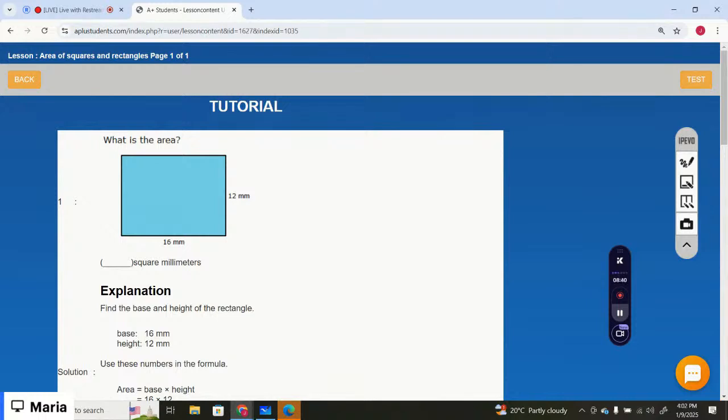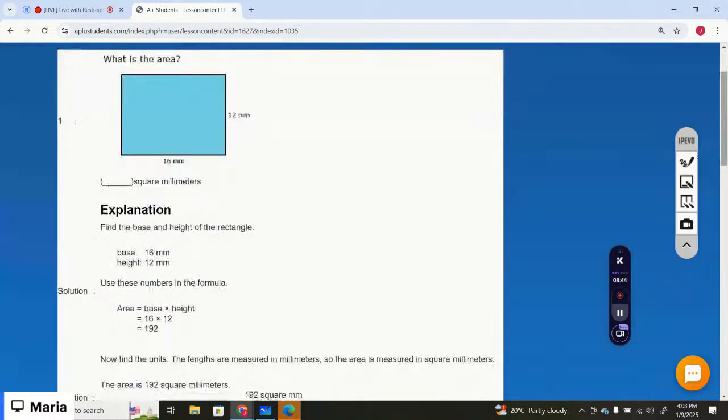You are given a rectangle. You have to calculate the area. What is the area of the rectangle you are given? The base is 16 millimeters and the height is 12 millimeters. So how do we calculate the area of rectangles? You have to multiply the base times height, right? You have to do 16 times 12. 16 times 12 is 192 millimeters square.